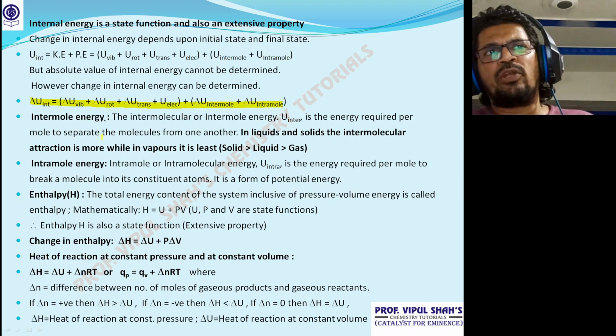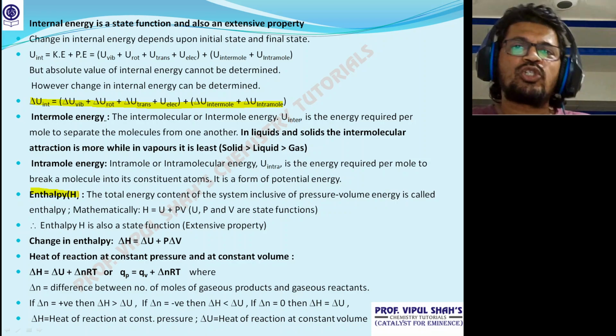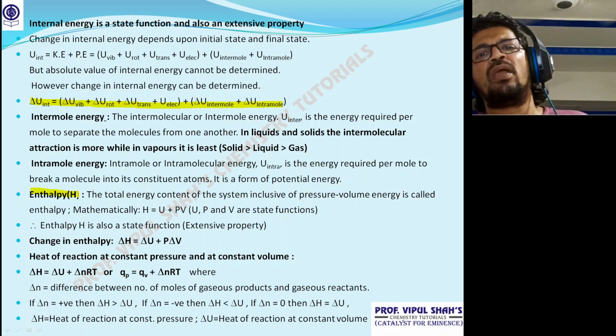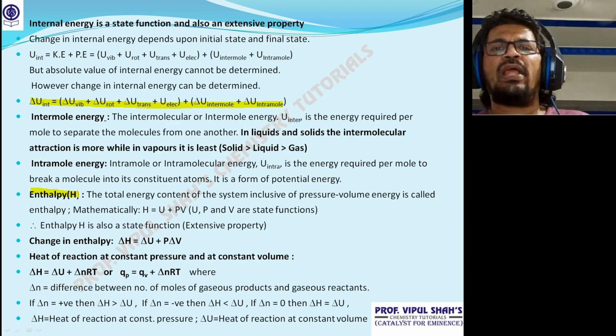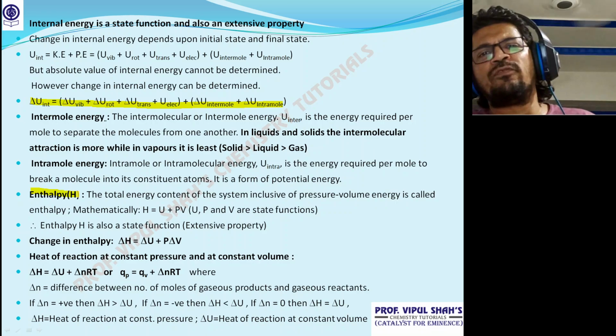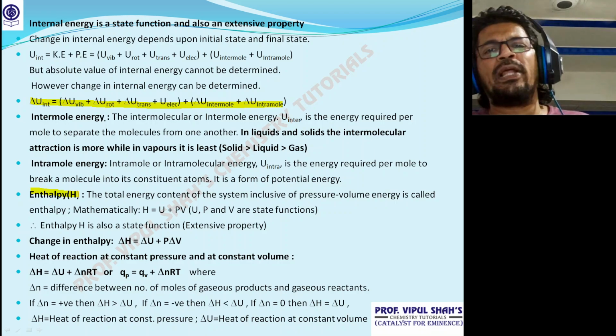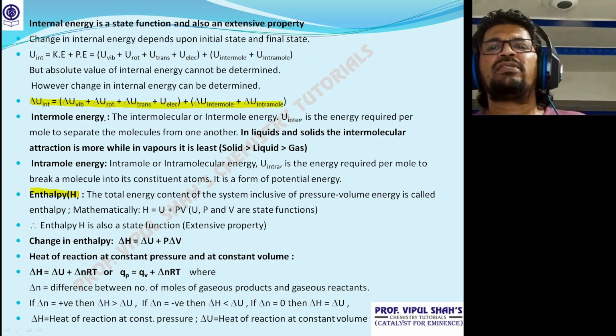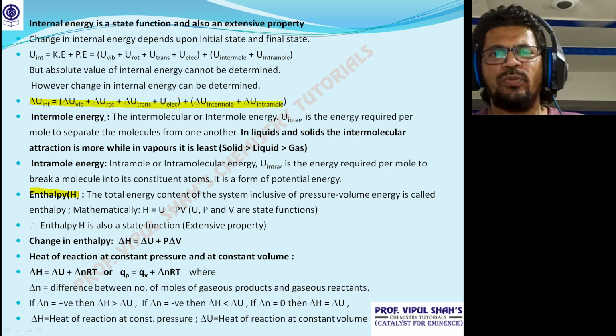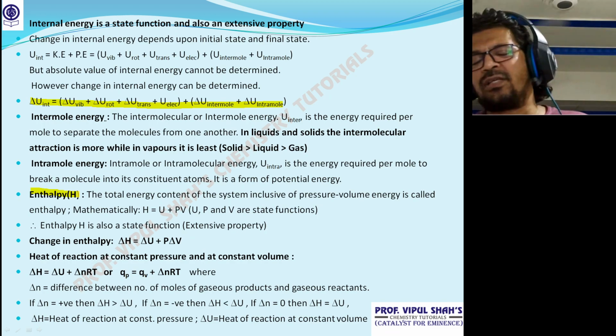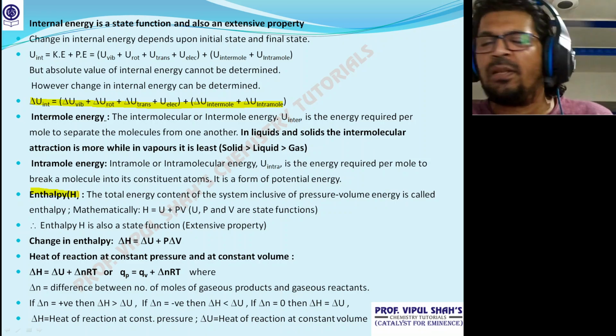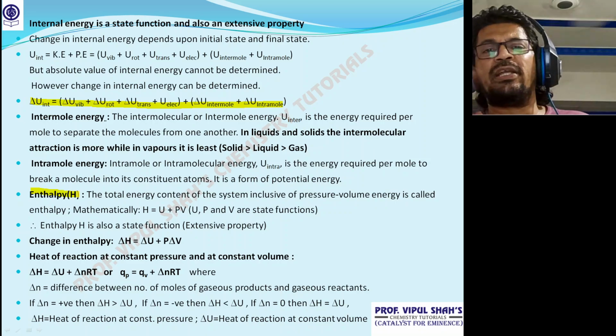Then we have the next important function to talk about, that's enthalpy. What is enthalpy? The heat content of a substance, the amount of heat stored in a substance, is called enthalpy. Enthalpy is also a state function and it is an extensive property, depending on the amount of substance present. The expression for enthalpy is H equals U plus PV. So it's a combination of internal energy U plus PV, the energy due to its pressure and volume. Can we measure the absolute value of enthalpy? No, but we can always determine the change in enthalpy.